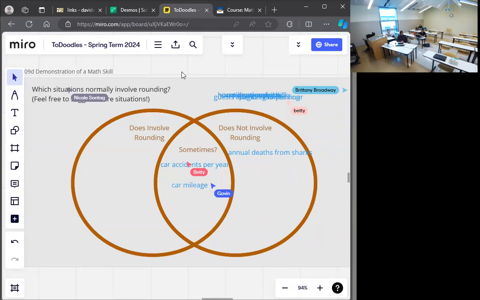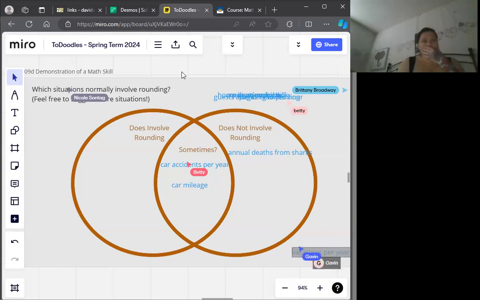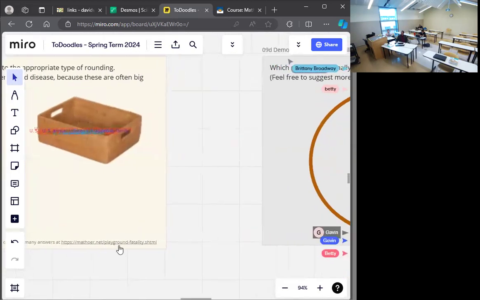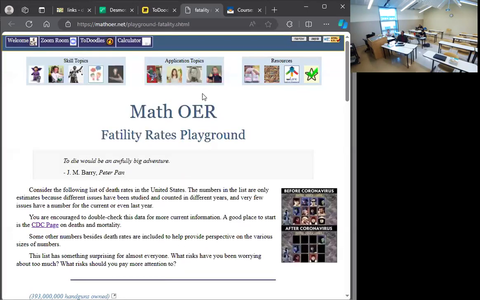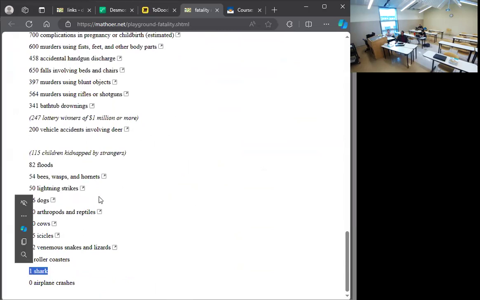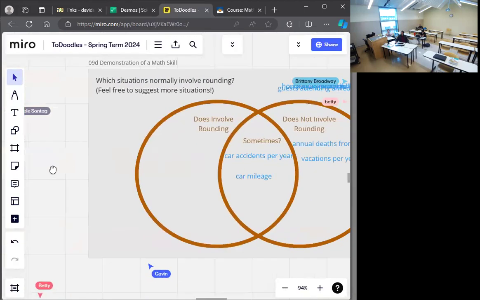Yeah, sometimes. We generally know what our car mileage is, but if you're going up hills a lot, it goes down. If you're on the freeway all the time, it goes up. Vacations per year, I sure wanna count all my vacations, I'm not rounding them. It would be nice if I took enough to round up, I don't get 6 vacations a year. By the way, if you're worried about sharks, then this link here tells you all sorts of death rates for things. So only 1 per year in the US for sharks. So you can look at those if you want.